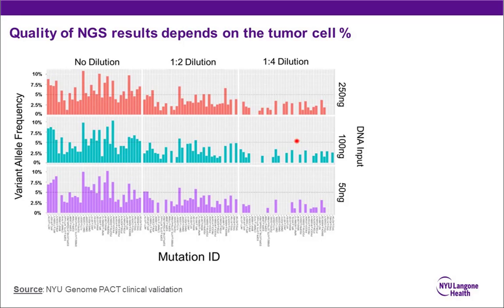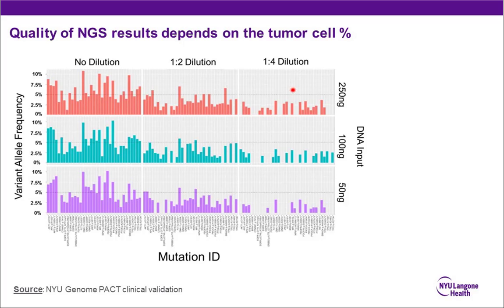The quality of NGS results highly depends on tumor cell percentage. And this is just an example of one of our clinical validations where you can see a set of mutations. The font is probably too small for you to read, but it is a bunch of single nucleotide variants and small insertions and deletions at the, I would say, lower limits of detection between 10% and 2.5–3%. And you can see the detection at no dilution and then how the detection decreases as you're diluting your specimen.